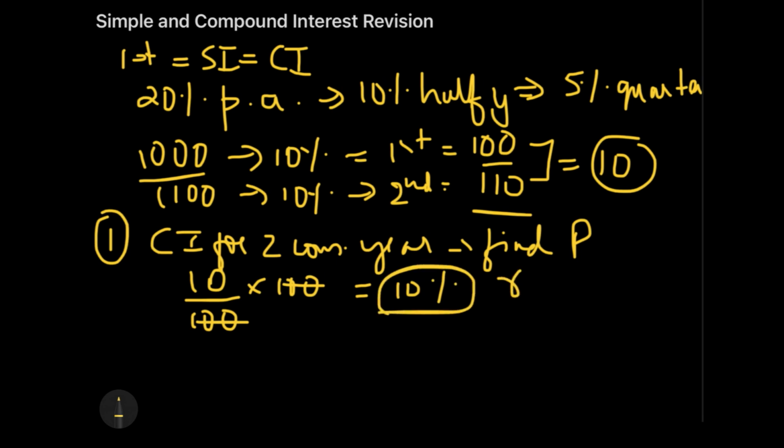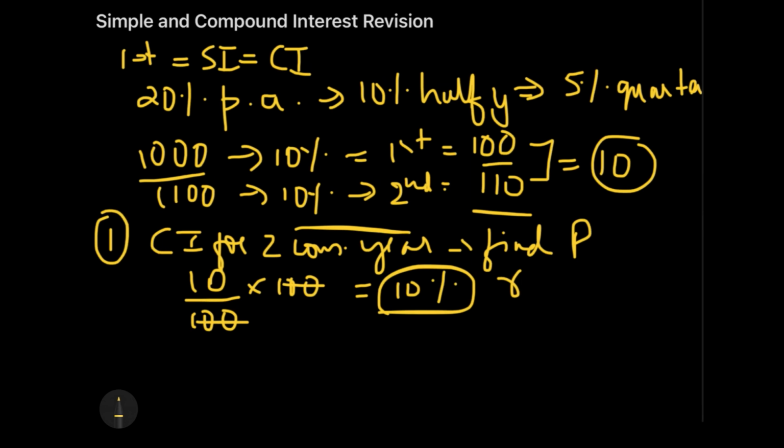Once you get the value of R, you can easily go ahead and find out the value of P as well, right? Because T is given to you as the consecutive years, and R you have calculated. So now it's very easy for us to calculate the remaining variables like P. Okay, this was one type of question.